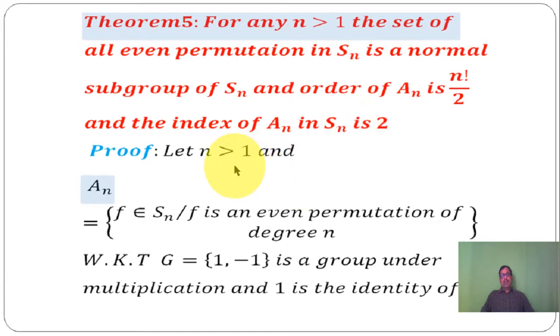Okay, let n be greater than 1. So An is the set of all even permutations of degree n. We know that G equal to {1, -1} is a group under multiplication. This we already know is a group. And 1 is the identity element.